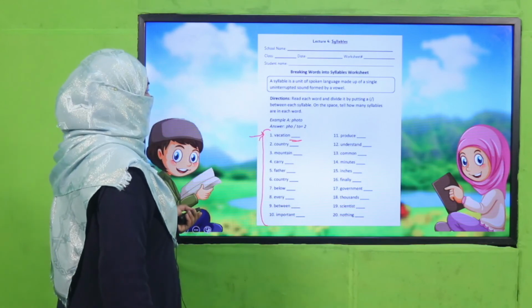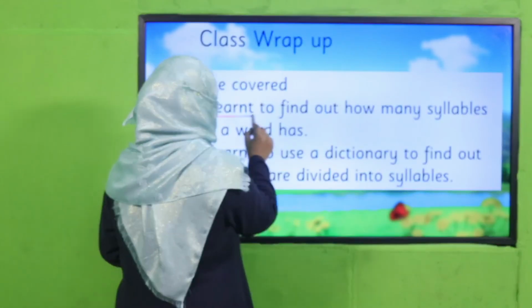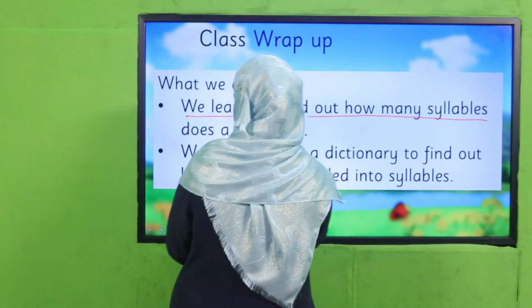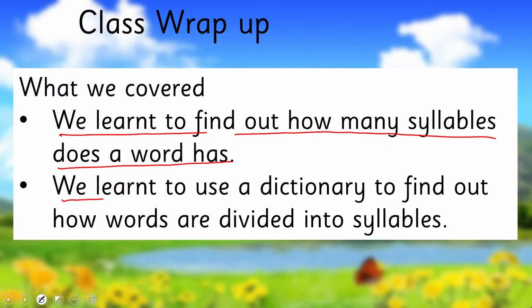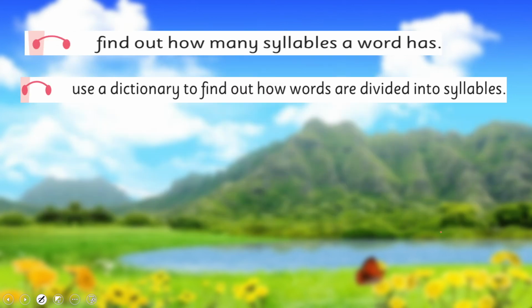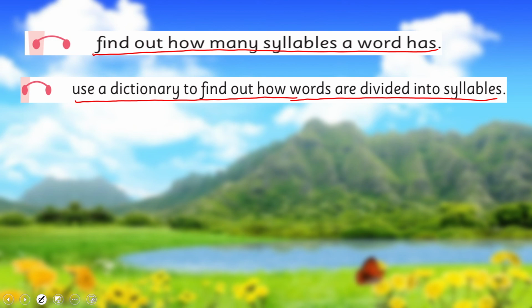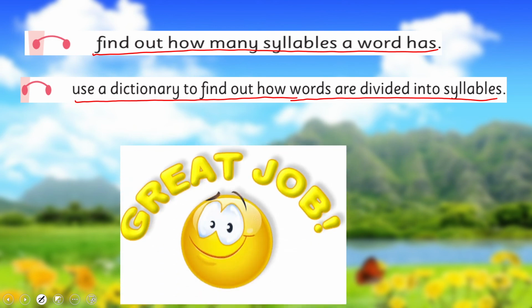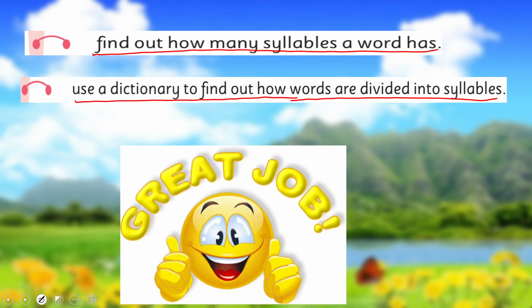So in this way, what we have learned today, we learned to find out how many syllables a word has, and we learned to use a dictionary to find out how words are divided into syllables. So in this way, we achieved our SLOs, to find out how many syllables a word has, and use a dictionary to find out how words are divided into syllables. Are we done with it? Yes. So that's it for today.